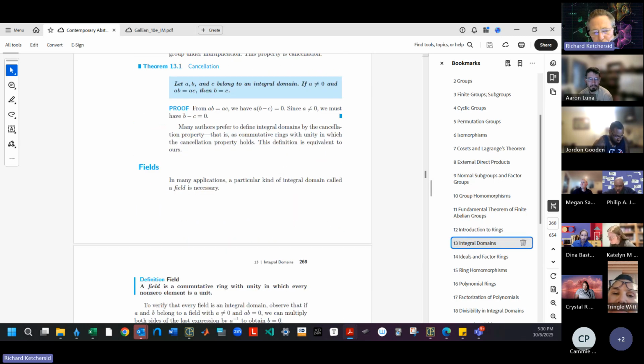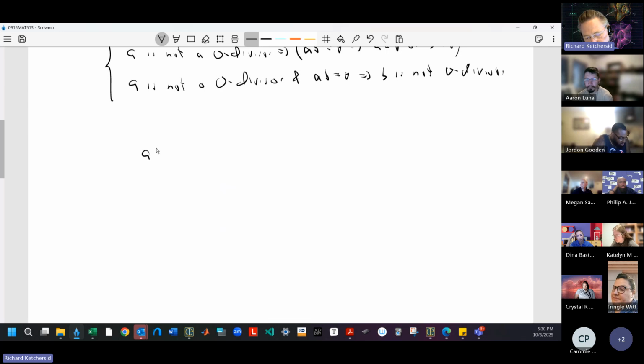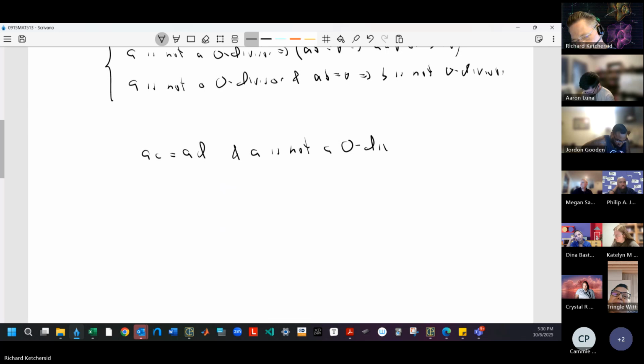Okay, so not having zero divisors allows you to do cancellation, right? So that's sort of equivalent. Think about why that is true. Just real quickly, if I have AC equals AD and A is not a zero divisor, can I get that C equals D? How do I get that? So here you just do some math.